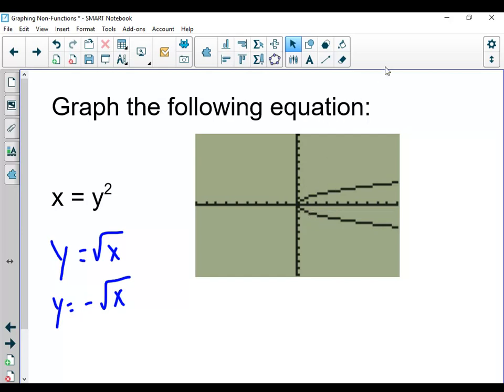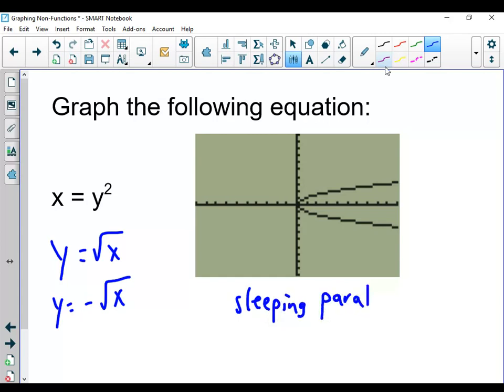And when that happens, when we have a parabola that's on its side here, that's what the book is going to refer to as a sleeping parabola. So I don't know how technical that term is, but that's what they call it, a sleeping parabola. Why is it a sleeping parabola? Laying down, right? So the parabola is laying down, so that's why it's a sleeping parabola.